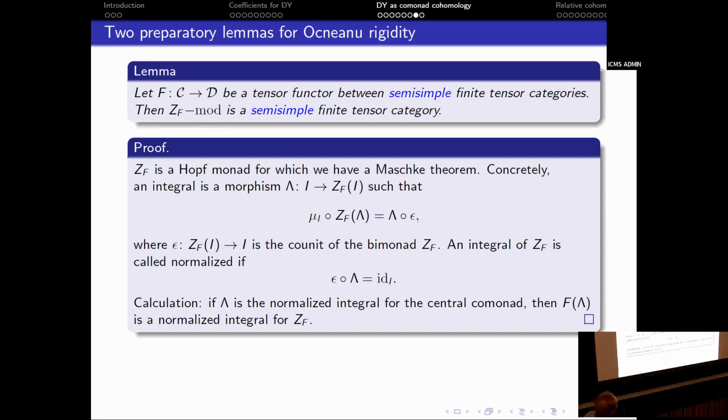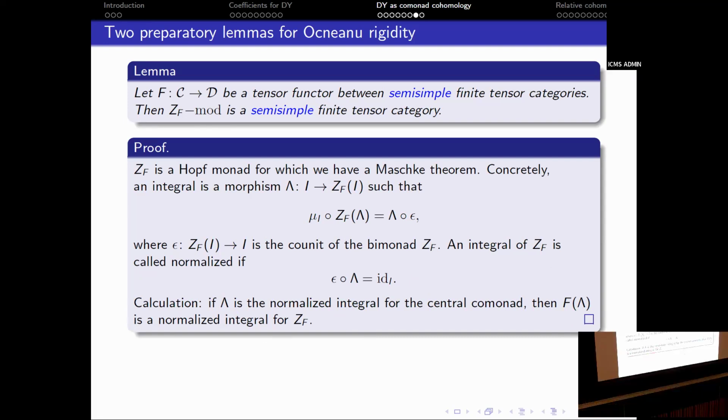The central monad without f has a normalized integral. This is a very simple calculation using quantum dimensions. There's not much going on because the integral is very explicit in terms of co-evaluations. And of course, you're using statements that quantum dimensions and sums over squares of quantum dimensions are not zero. And then you can check that if you apply the monoidal functor on the integral, you get a normalized integral. So then Maschke works.